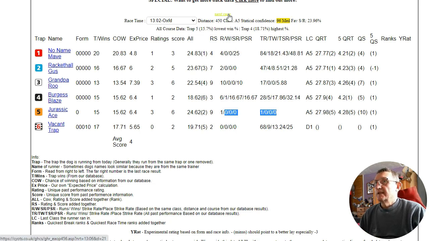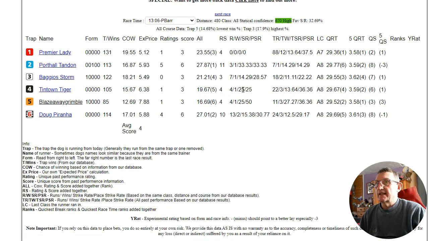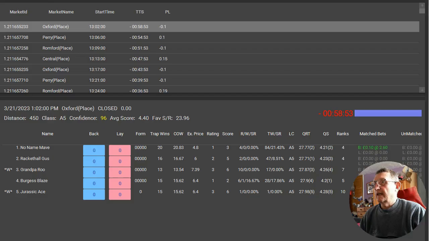So the next race was the 1306, and I think I pretty much would have gone for Blaze Way Grimble at 50%. That was the highest. These were pretty average on all of them, apart from a couple. So there was nothing really to back that up, but I like 50%. So let's just check that.